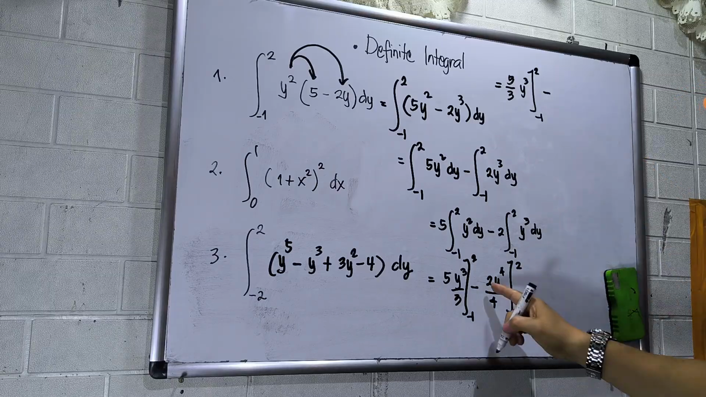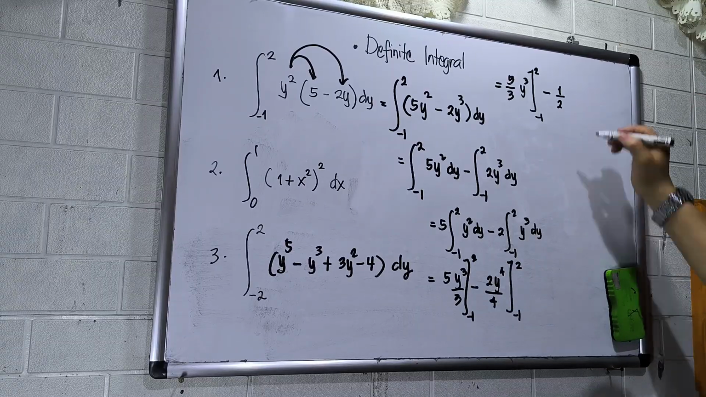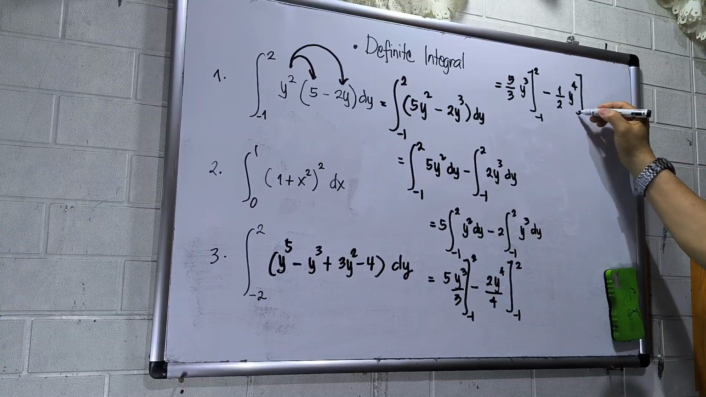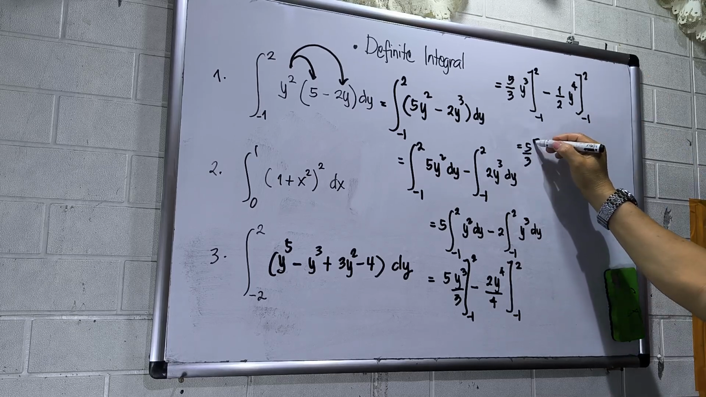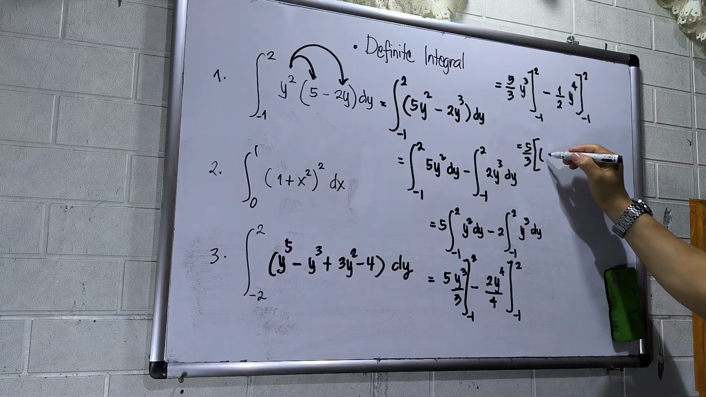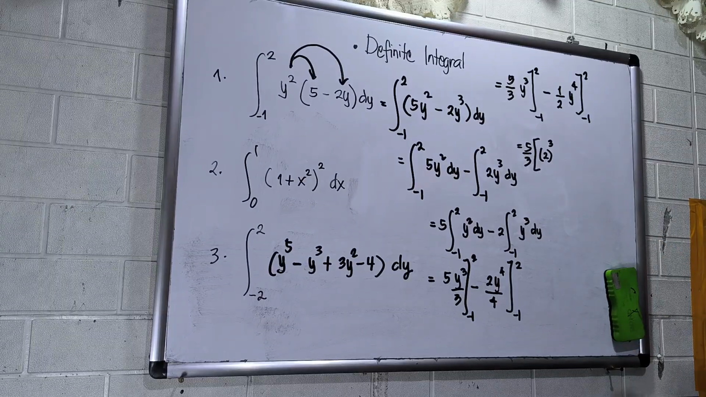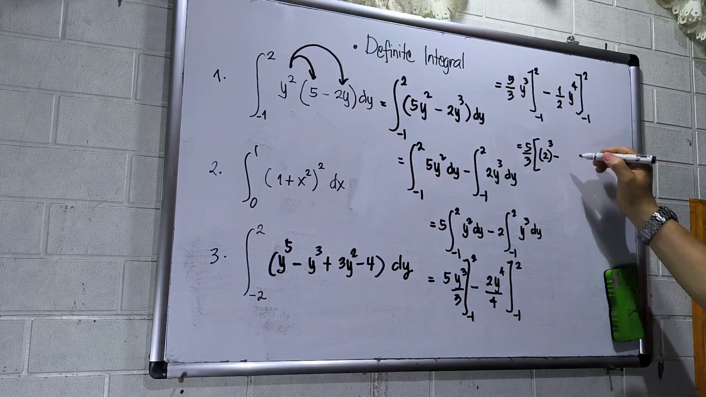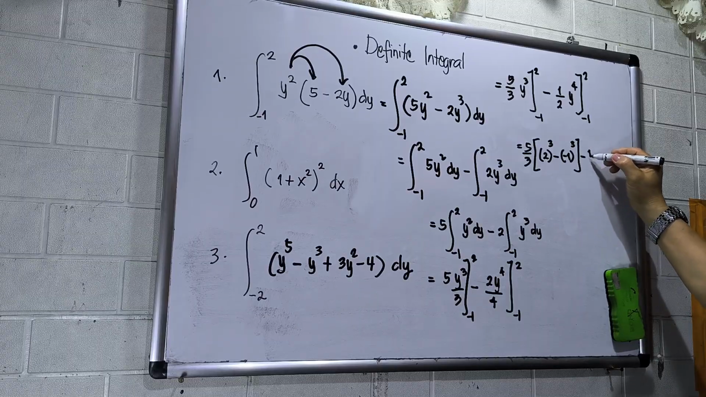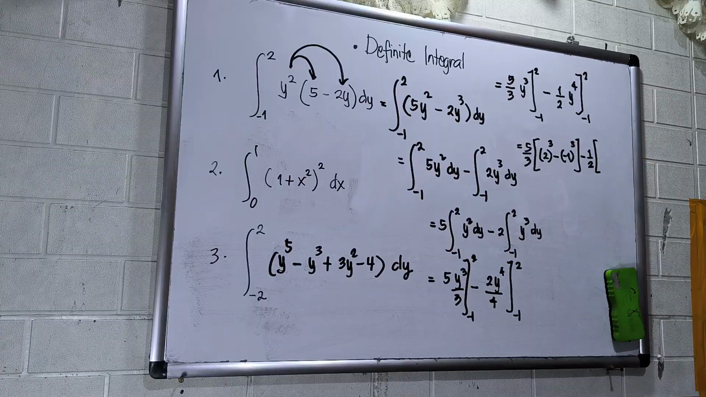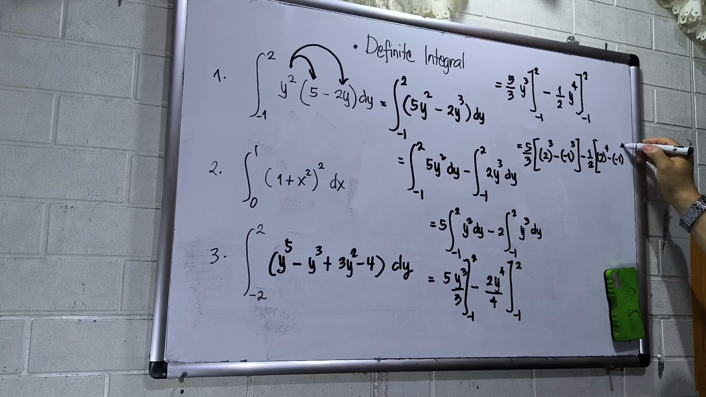Then minus, reduce this: 2 divided by 2 is 1, 4 divided by 2 is 2. Then y to the fourth, limits from negative 1 to 2. So this will be 5 over 3 in square brackets, 2 raised to the power of 3, upper limit minus lower limit, so minus negative 1 raised to the power of 3. Then minus 1 over 2 in square brackets, 2 to the 4 minus negative 1 to the 4.